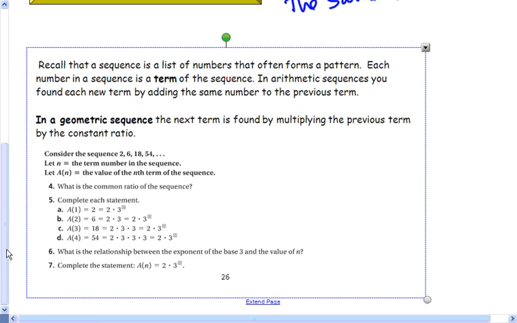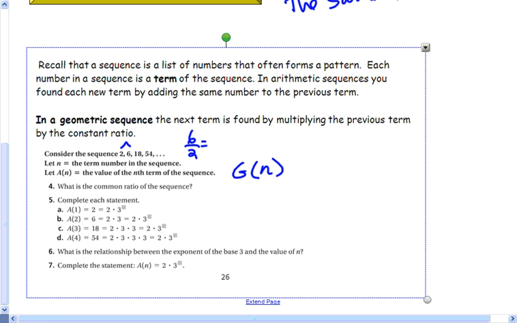So check this out. Here's a geometric sequence example, and let n be the term number in the sequence, and then a of n is equal to the value of the nth term of the sequence. We really should use g of n since it's a geometric, a new kind of sequence here. What is the common ratio of the sequence? So to get that, you would divide these numbers instead of subtracting.